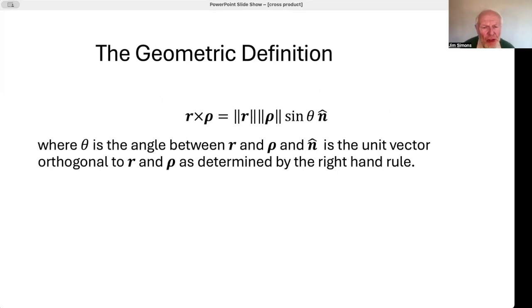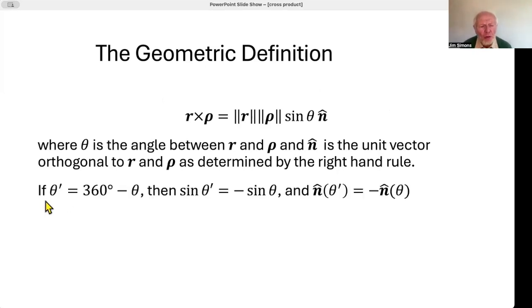So if we take this as a definition, as all the textbooks I looked at do, there are some problems with it. The first one isn't really a problem, but it's a slight issue. There are, of course, two angles between R and rho. There's the small one and the big one, the one that's bigger than 180, around the back, as it were. So if you took that one instead, then its sine is the negative of the sine of the smaller angle, but also n hat is negative. It goes in the other direction. So you get the same answer, but in this case the cross product and n hat are pointing in opposite directions, and there's a minus sign involved. So that's a slight issue, but not really a problem.